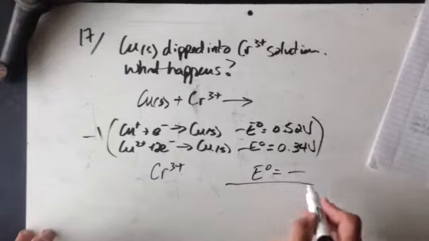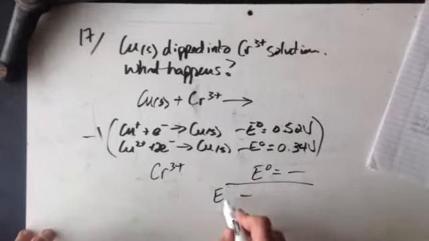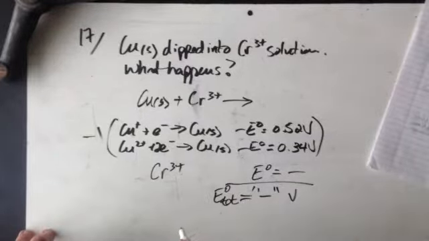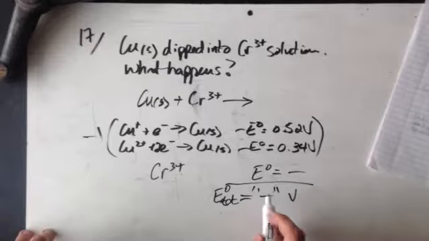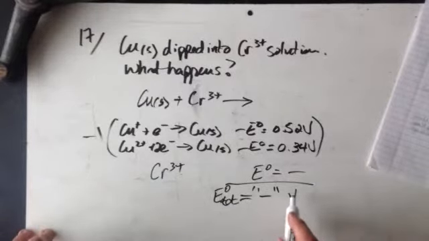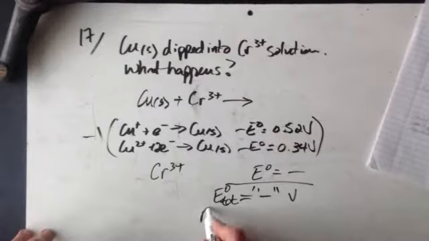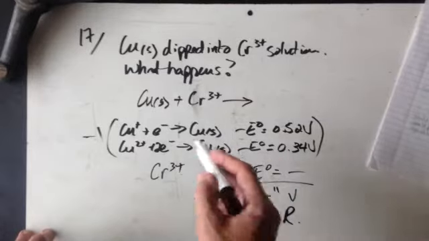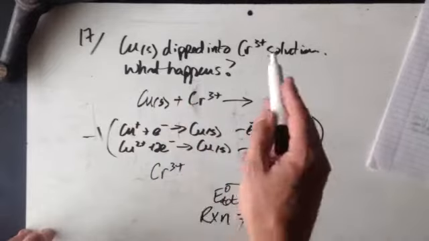So if I'm adding negatives, I'm going to have an E naught total of a negative voltage. Well, if you remember from the content, if your overall cell potential is negative, the reaction is not going to happen. So there is no reaction. So the question is, what happens? Well, nothing happens.